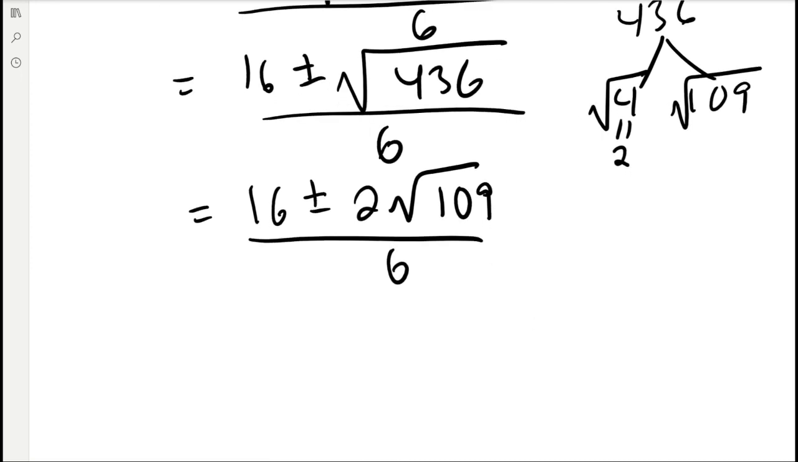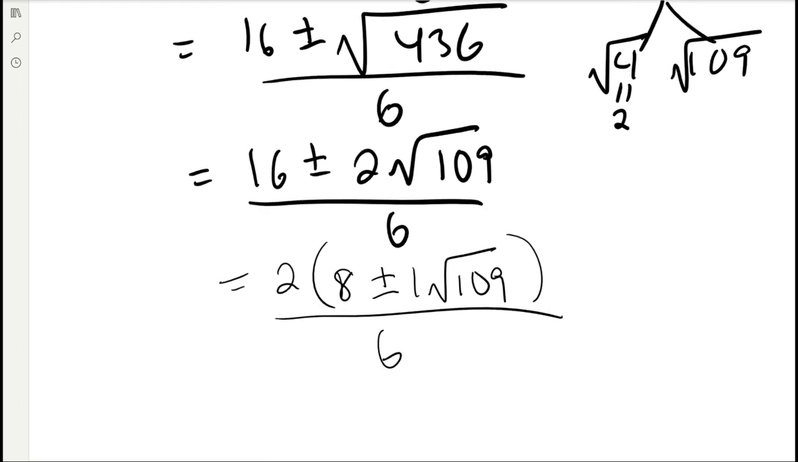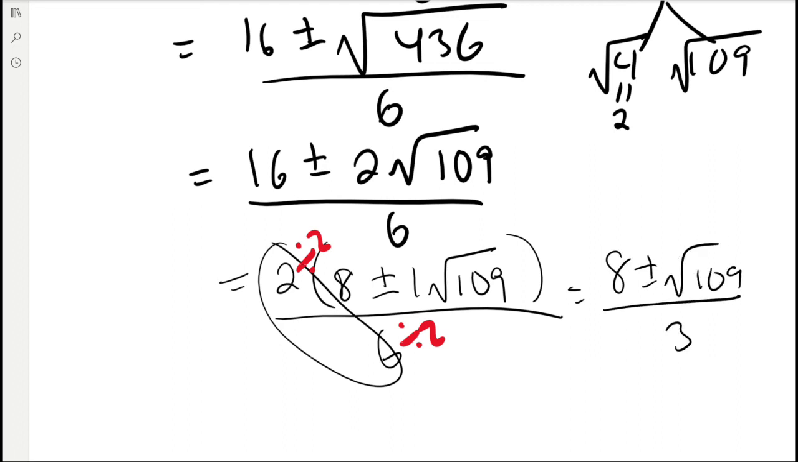Then notice that we're going to have to reduce this fraction because we have a 6 on the bottom and we have 16 and 2 on top. So what we're going to do is pull out what they have in common. Well, these have a 2 in common. So we're going to pull out a 2 from the top. So 2 goes in the 16 8 times. 2 goes in the 2 once with a square root of 109 next to it over 6. We can reduce this fraction now. Notice that we got 2 over 6 here. So we can reduce that. We can divide top and bottom by 2 to reduce. And this is 8 plus or minus the square root of 109 over 3.